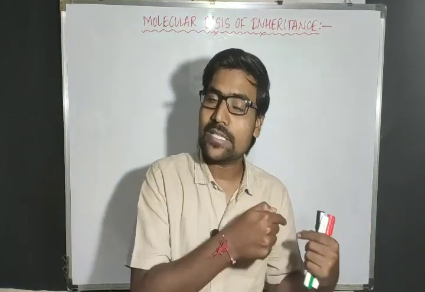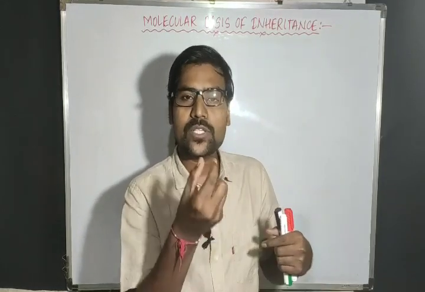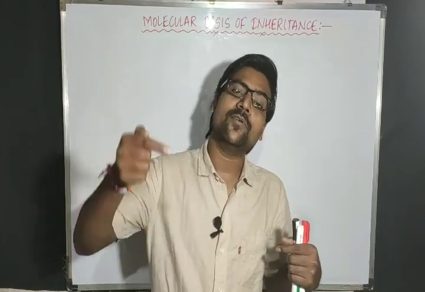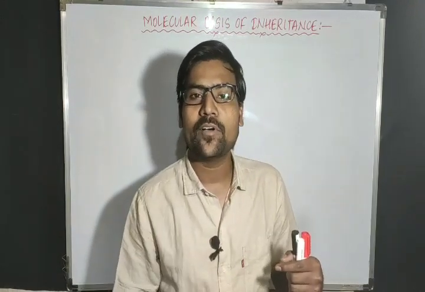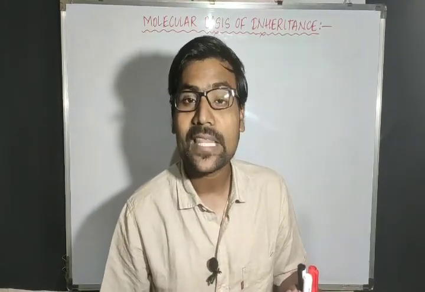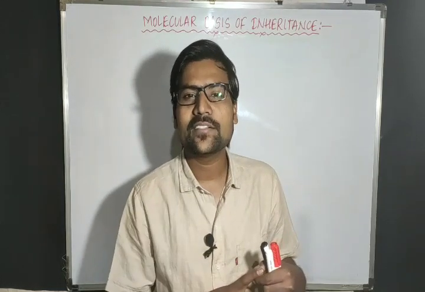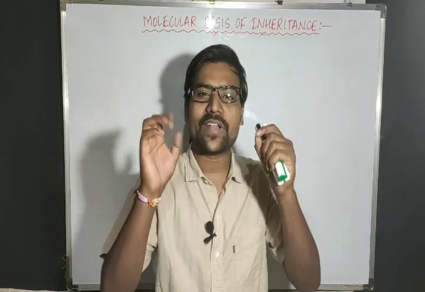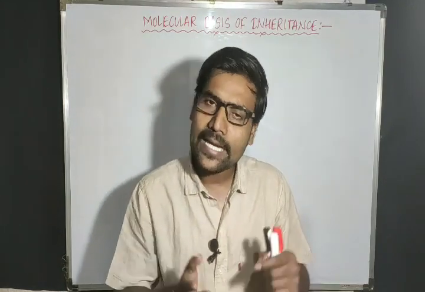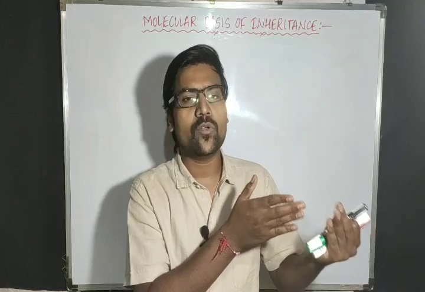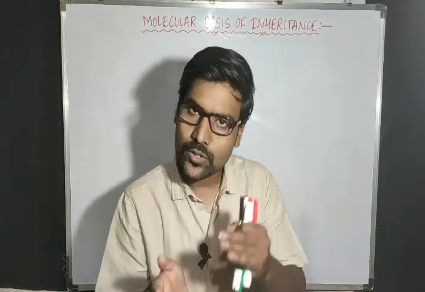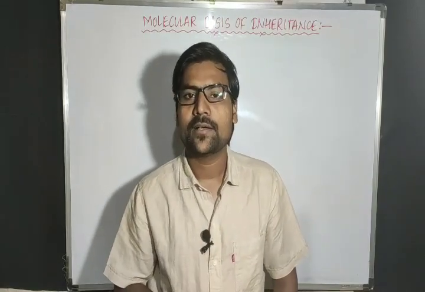And here the sequencing is done by using a DNA sequencer machine. That DNA sequencer works on the principle of which scientist? Yes, Frederick Sanger, who is very well known for the sequencing of amino acids. So that we observed in the last class.